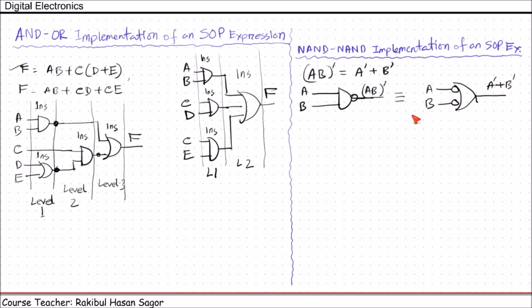According to De Morgan's law, this NAND gate can be written in this fashion. The inputs will be inverted first, then they will be ORed. Now let's see this example. Suppose we have F = AB + CD + CE. We can implement this function using AND-OR implementation having two-level gates: A, B, C, D, C, E.